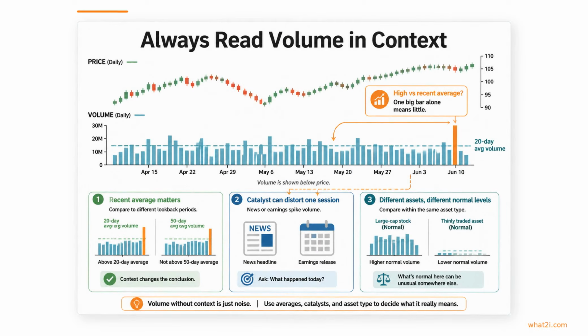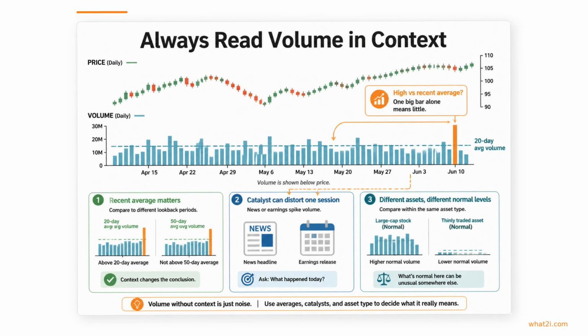A single volume reading means very little on its own unless you compare it with what is normal for that asset and time frame. That is why traders often use recent average volume, such as a 20-day or 50-day average, as a reference point. One large volume bar might look important, but if the asset often trades at that level, it may not be unusual at all. News, earnings, or other catalysts can also create one-time spikes that distort the picture. Volume should always be read in context, not in isolation. And on most charts, you will see it displayed as a histogram underneath price.